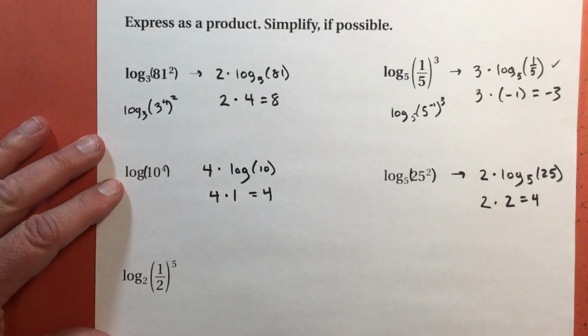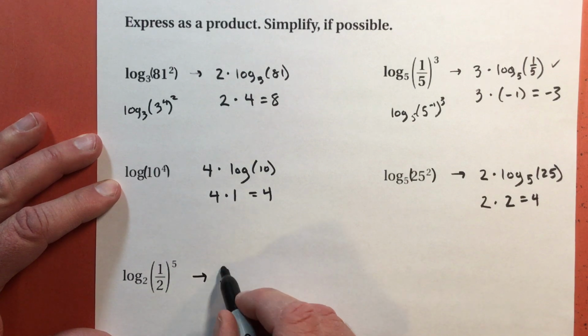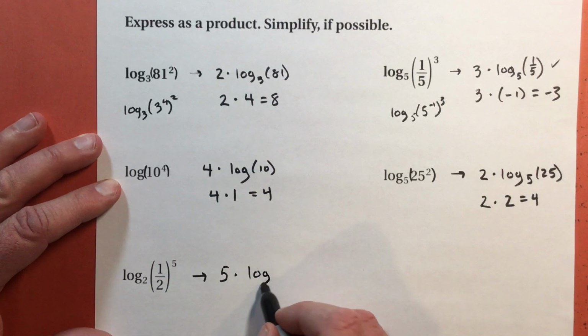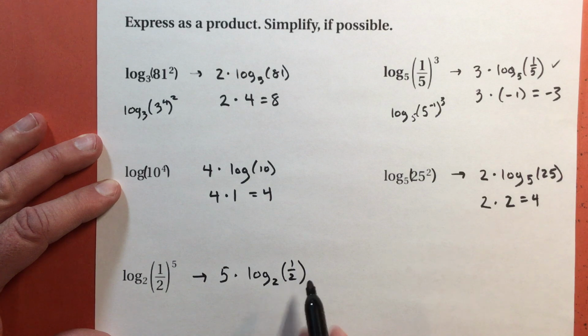And then we'll squeeze one more in here with this fraction. This is 5 times log base 2 of 1/2. And 2 to what power equals 1/2? That would have been -1. So 5 times -1 equals -5.